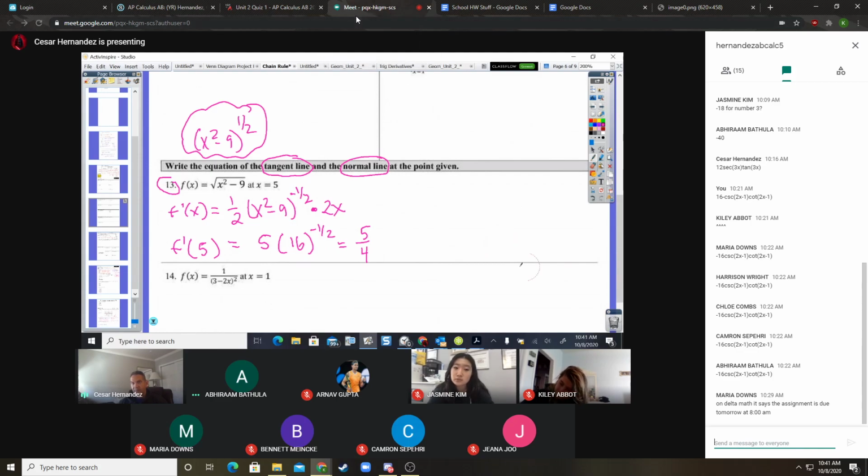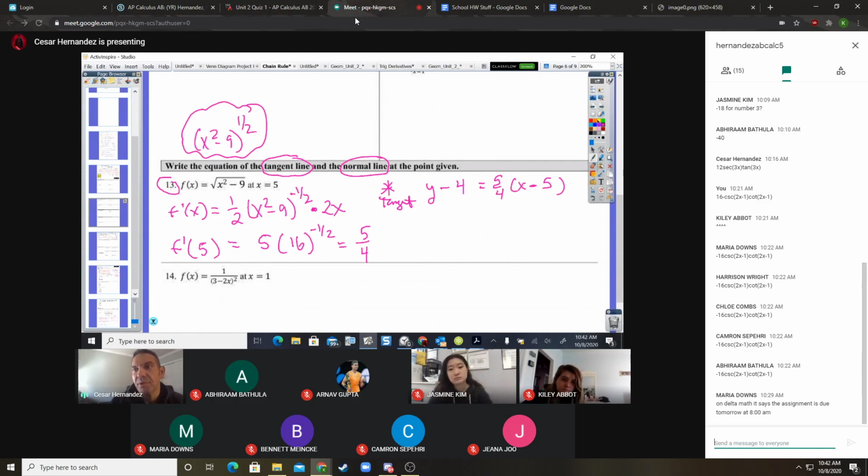Okay, so the remaining people, who wants to help me out? The first one I'm going to write is the tangent line. What would that look like? Somebody knows it's got to be an equal sign in there, and there's got to be a y and an x. The slope is 5/4. Okay, and the x value is 5. And then the y value would be? You plug 5 back in the original equation. Correct. And that would be 4.